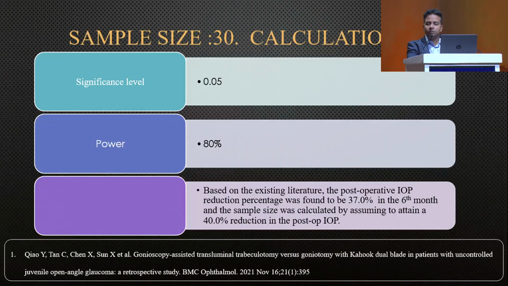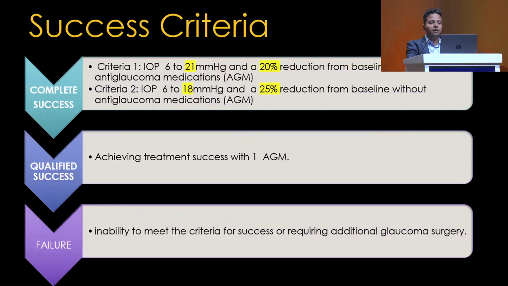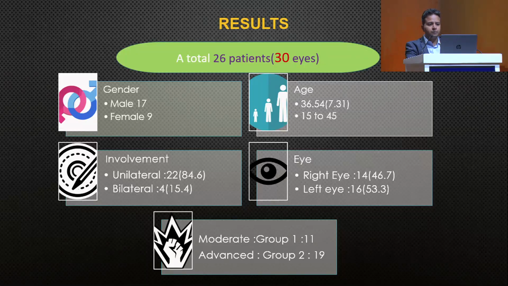The sample size was calculated as 30, with a power of 80%, expecting an IOP reduction of 40%. The success criteria were determined on two levels. The first level was a 20% reduction and less than 21 mmHg without anti-glaucoma medication. Criteria 2 was 18 mmHg with a 25% reduction without anti-glaucoma medication. Qualified success was this with a single AGM. We had 26 patients, 11 in the moderate group and 19 in the advanced group.